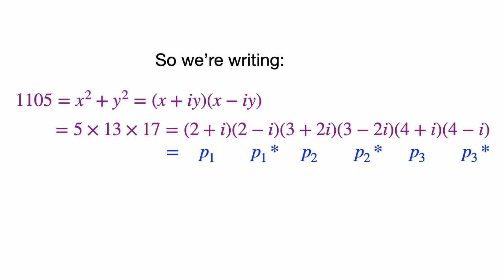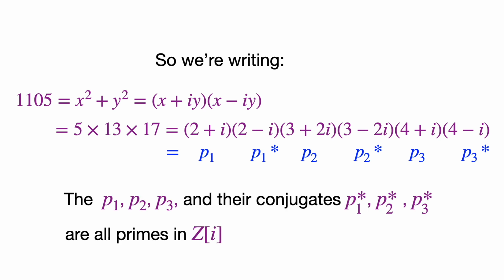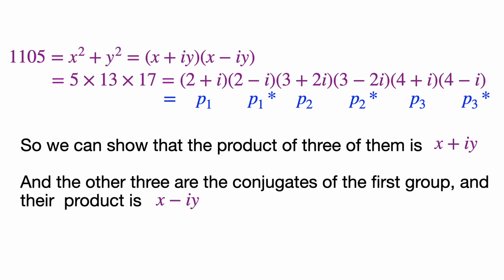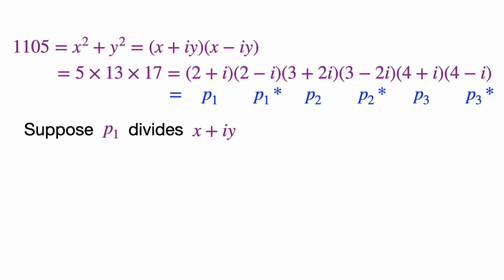We can easily show that P1, P2, P3, and their conjugates are all primes in Z[i]. So you have unique factorization, just like with primes in Z. And then we can use that to show that the product of 3 of them is x plus iy. And then the other 3 are the conjugates of the first group, and their product must be x minus iy. Let's suppose P1 divides x plus iy.